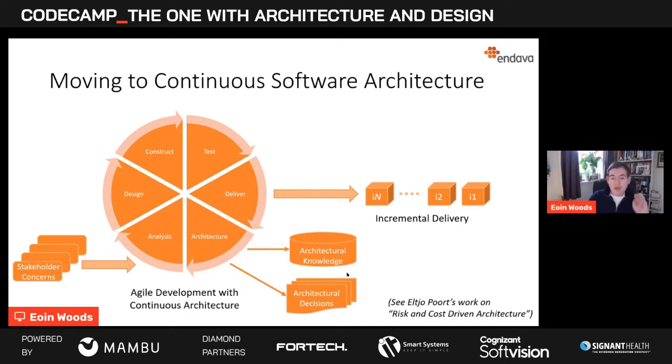I have to acknowledge that this is very much inspired by Eltjo Poort's work on risk and cost-driven architecture, or RCDA, as he calls it. There isn't a definitive book on RCDA. Maybe someday somebody will write one, but there is some information about RCDA out there on the web if you'd like to delve a bit more. CGI also run courses. But just to acknowledge that I don't do my thinking in a vacuum. Other people have had really important thoughts along the way. And Eltjo hasn't just had a thought. He's delivered a complete approach for incremental architecture driven by risk and cost.